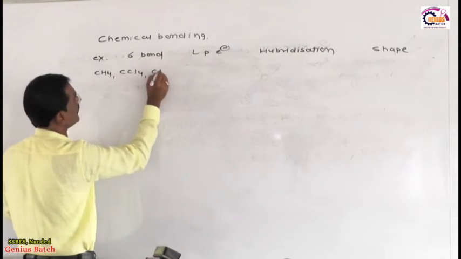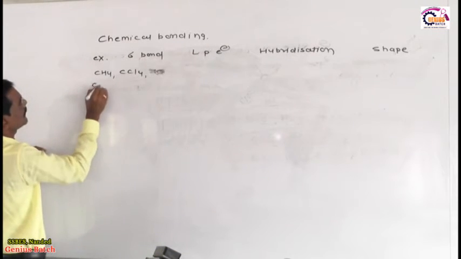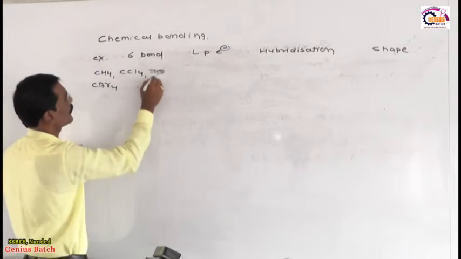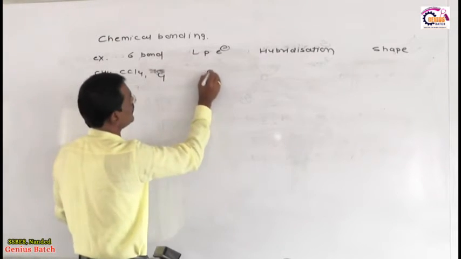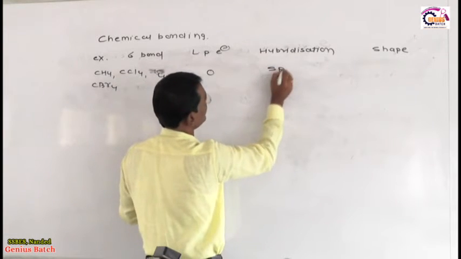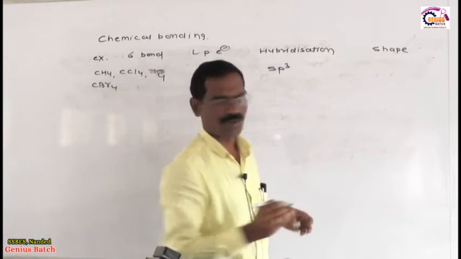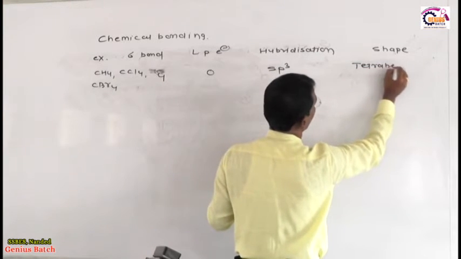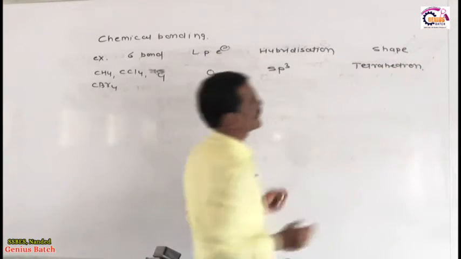All these cases have only 4 sigma bonds with 0 lone pair, therefore the hybridization is sp3, and the geometrical shape is tetrahedral. What is the shape of this molecule? The shape of this molecule is tetrahedral.